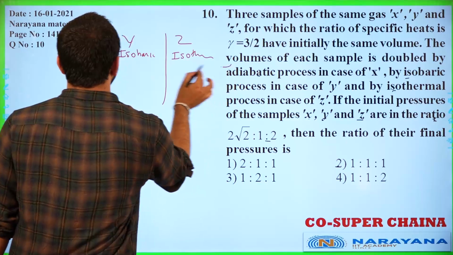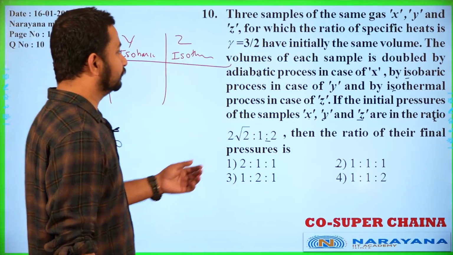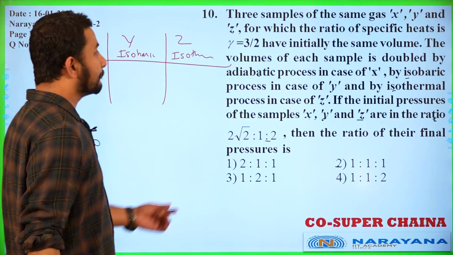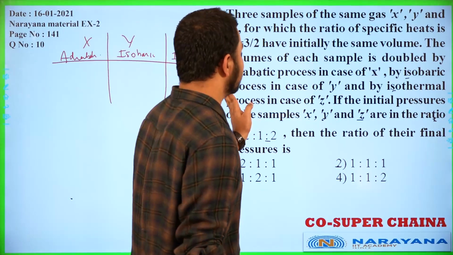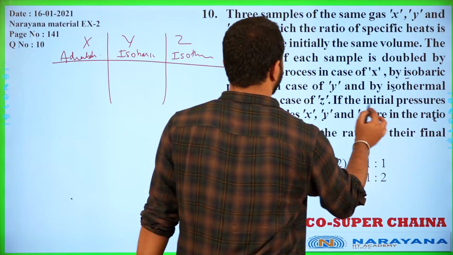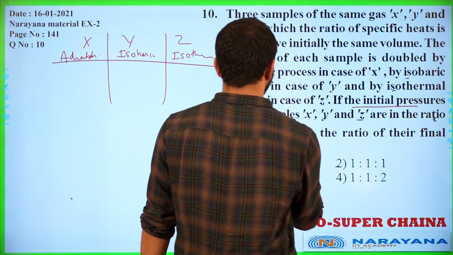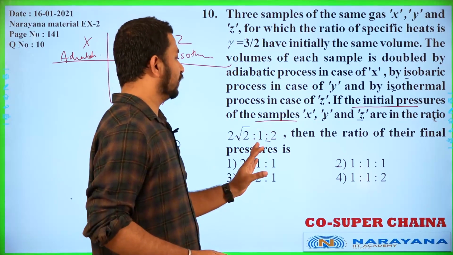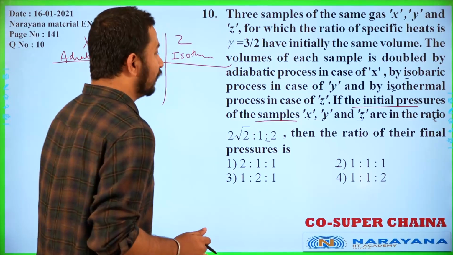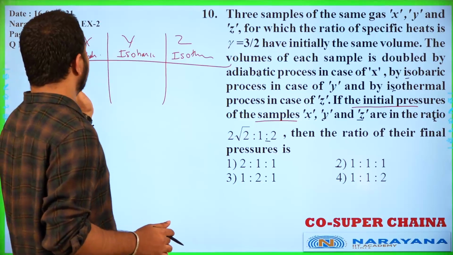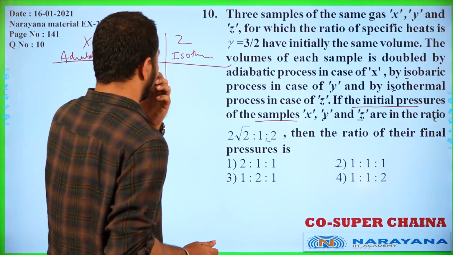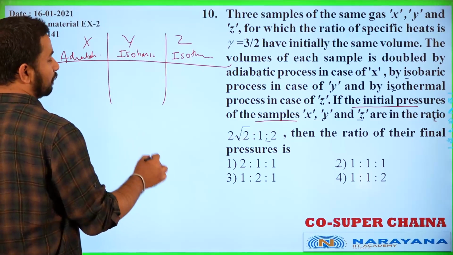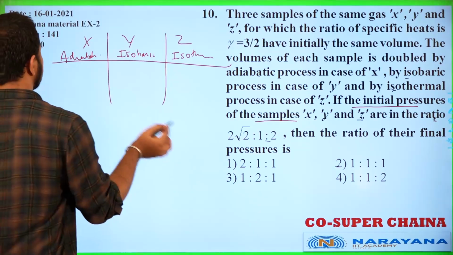So this is how we proceed. Now if you see here, the volumes are what is given in the question. The initial pressures of the samples are in the ratio P1, P2, P3, ratios are given. P1x, P2x, P3x ratios are given. We need to find P2y, P2x and P3z like this.